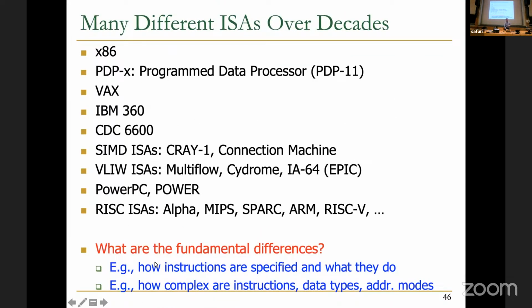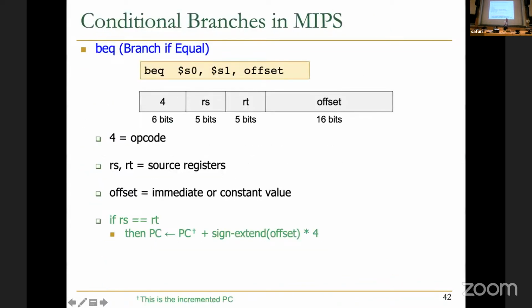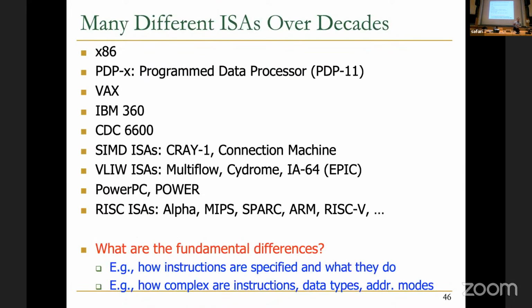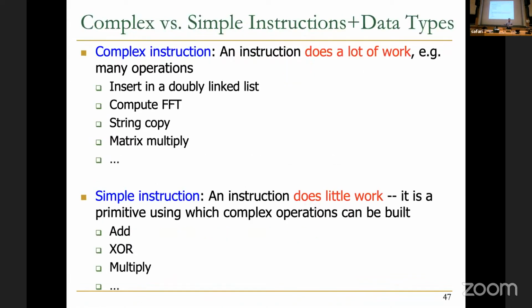So the fundamental differences are actually what we have just discussed. How do you encode, how do you specify the instructions? What do they do? What is their complexity? How close are they to the high-level language? How complex are the data types? How complex are the addressing modes? And I've given you this example earlier, right? This is the fundamental choice that you make as an ISA designer: complex instruction versus simple instruction.